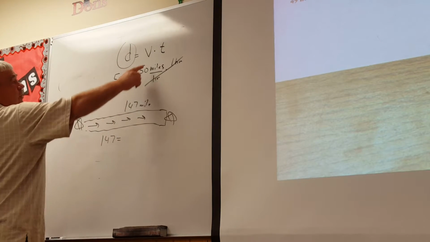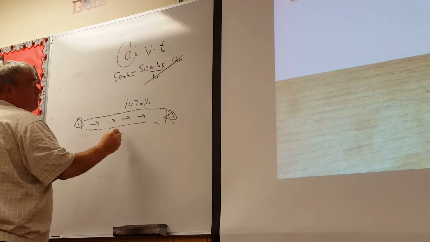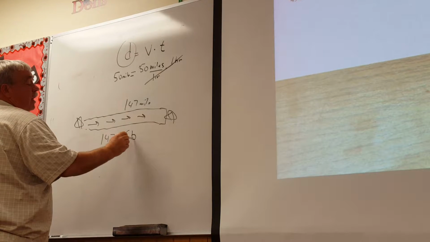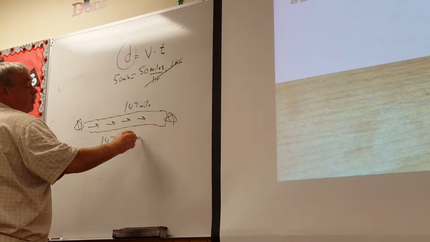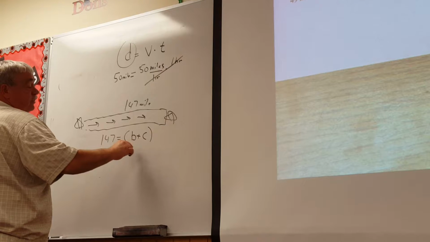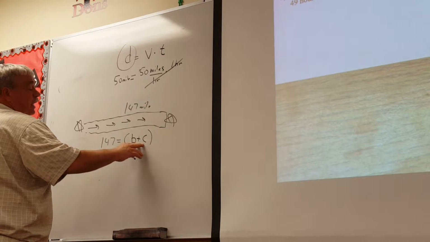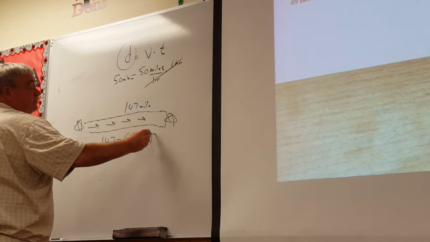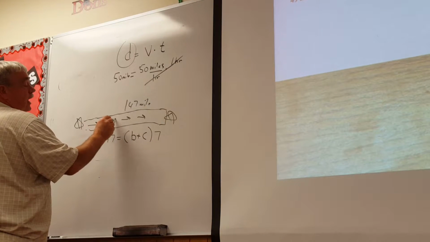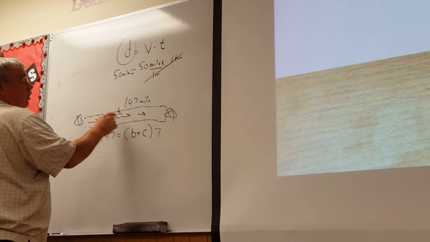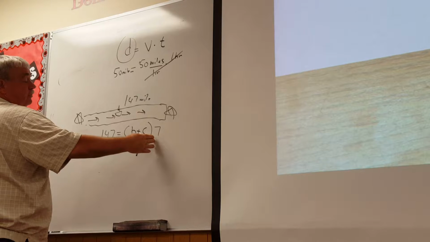147 equals my velocity. We don't know the velocity of the boat, but the current is in the same direction. So the boat speed plus the current, and it takes 7 hours. So when you have your boat here and the current, they're both going in the same direction.